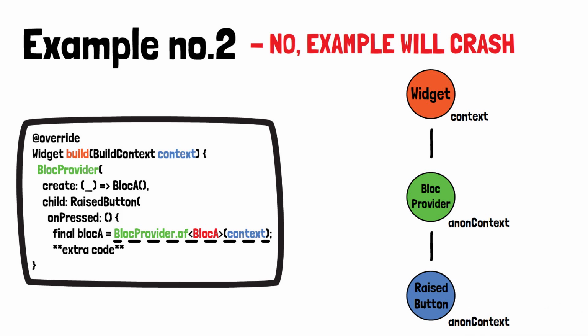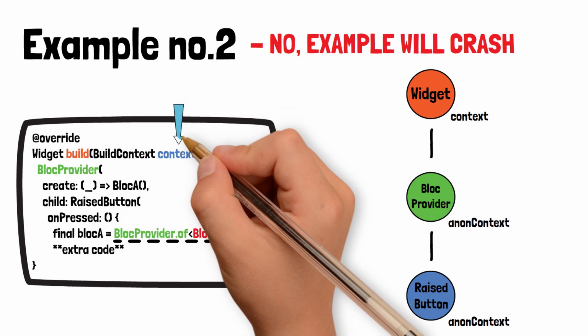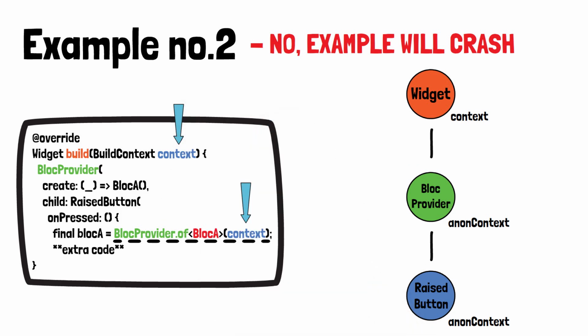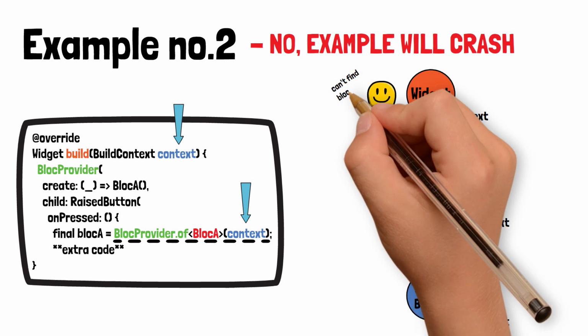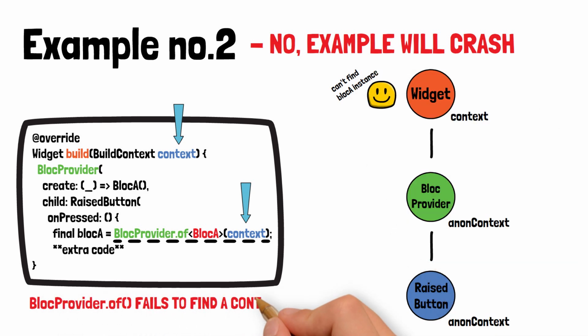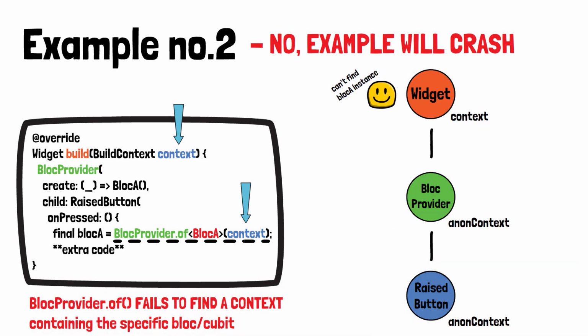We're asking Flutter to find the closest block provider of type block A, starting with the passed context. If you pay attention, the passed context is actually the one in which the top widget was built, since the other created widgets have anonymous contexts which we cannot access. So, in this case, Flutter won't be able to find the block provider of type block A, therefore throwing the well-known error of BlocProvider.of fails to find a block or Cubit.